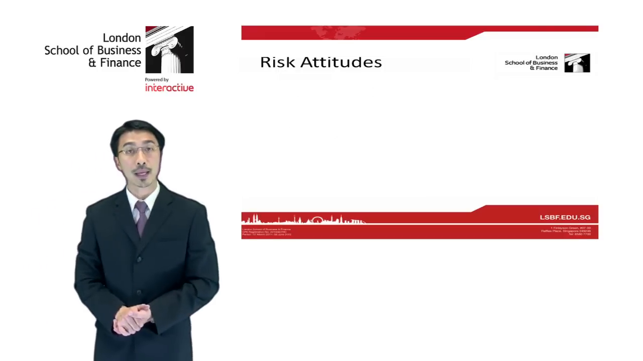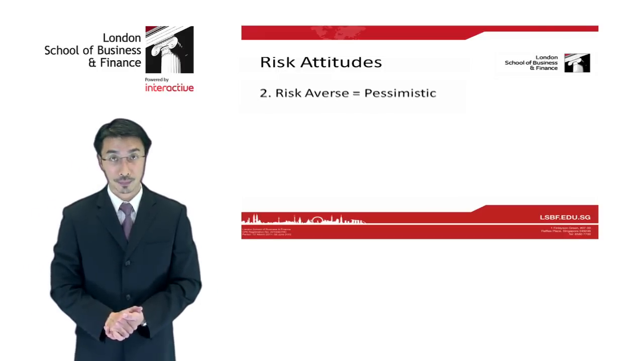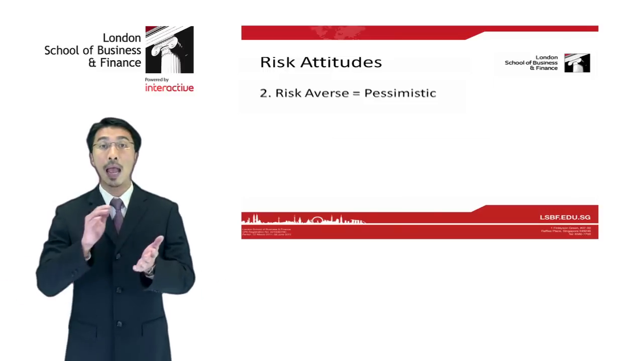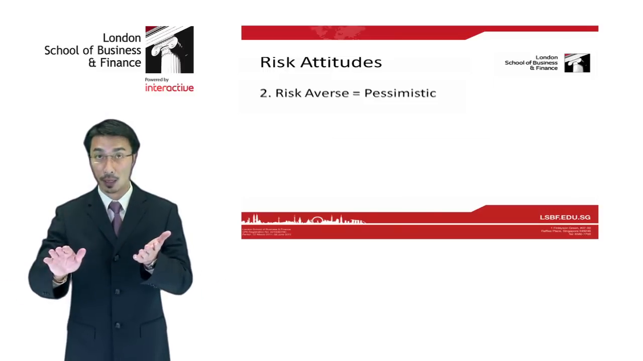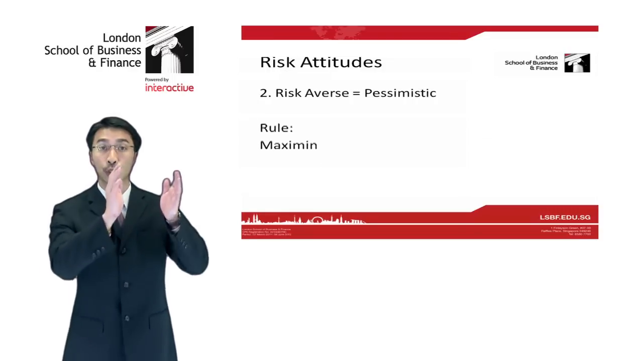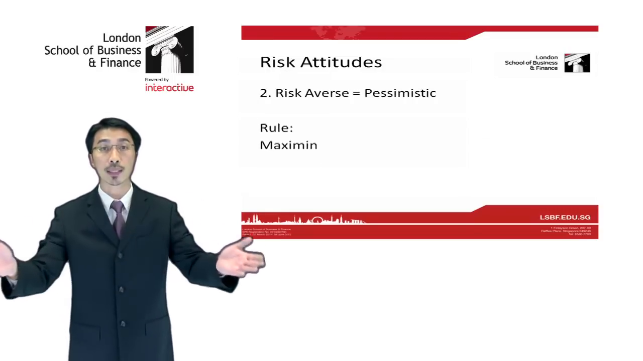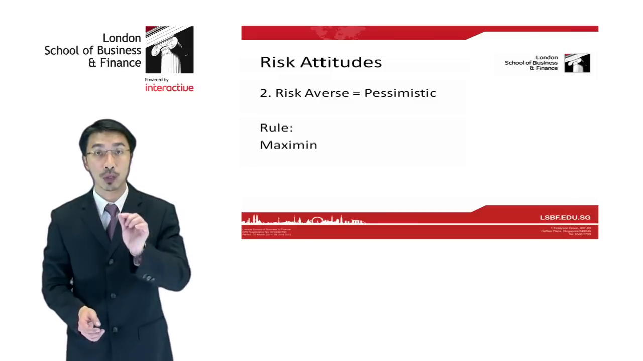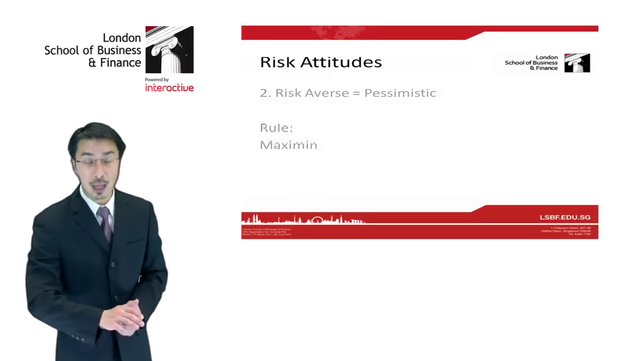Next, the decision maker may be risk-averse. He or she may be pessimistic. And if that's the case, we will use maxi-min. Maxi-min simply means to choose the best among the worst outcome. And the outcome is simply contribution. Do not use expected values.